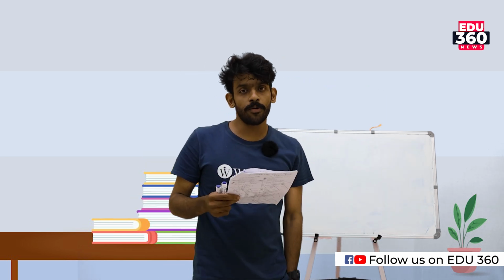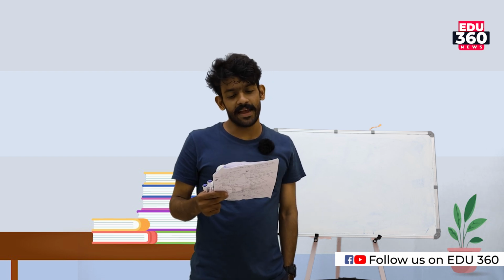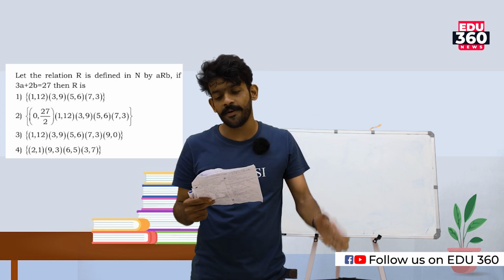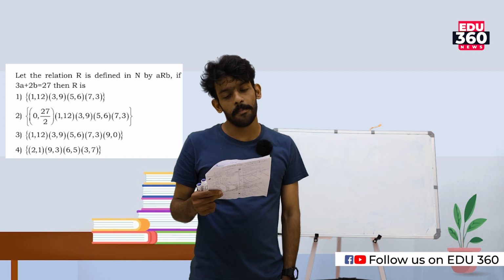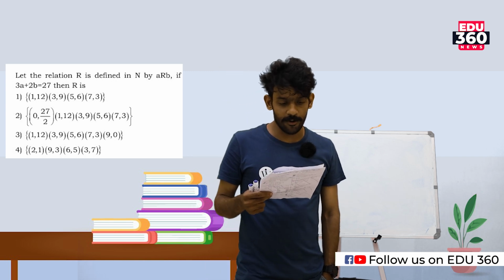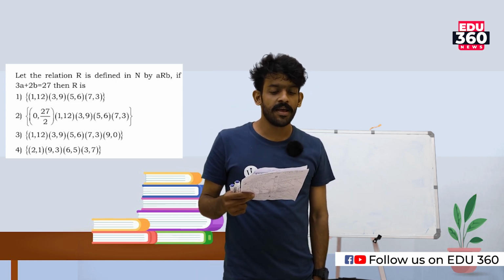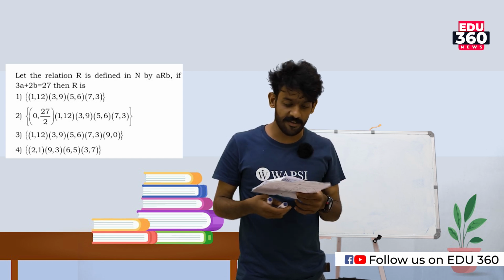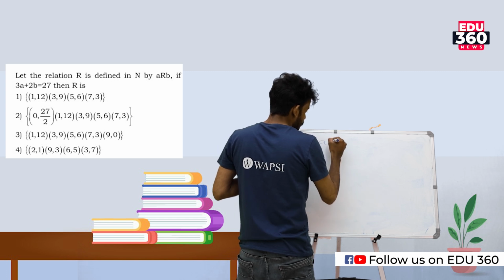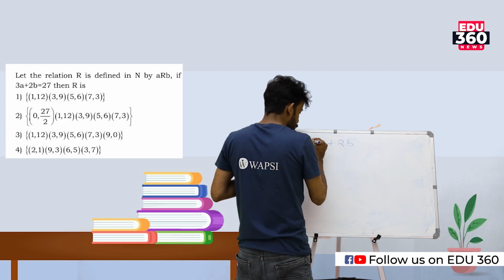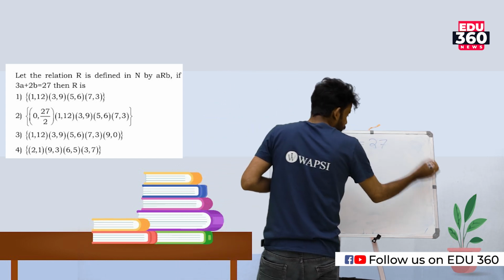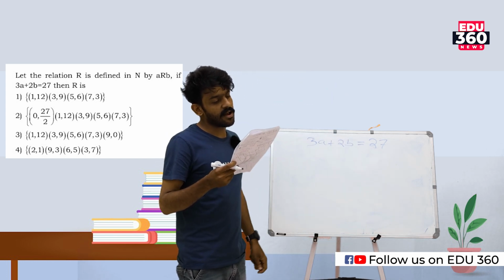Okay, so we can move on to the next question. The question is: let the relation R be defined in N by a R b, where R shows a relation, if 3a plus 2b is equal to 27. Then we need to write the relation R.